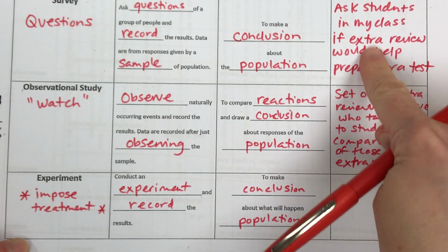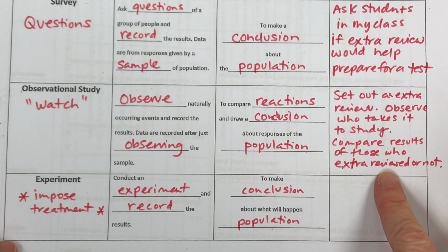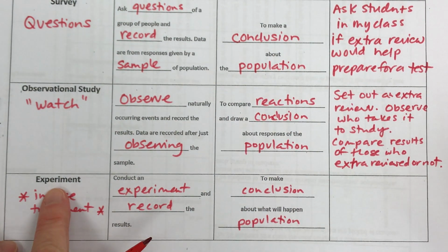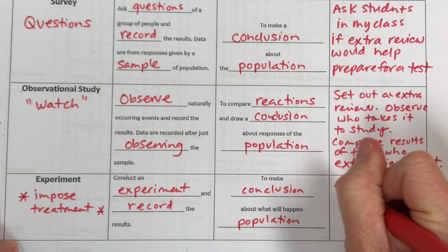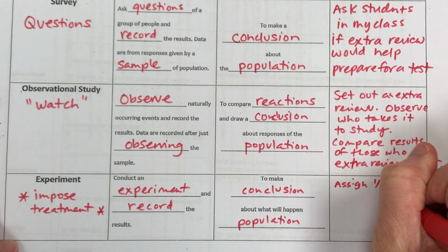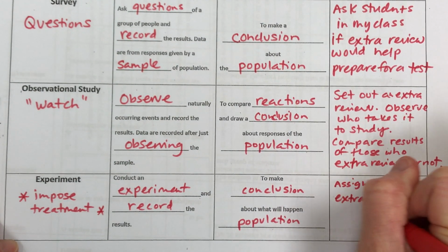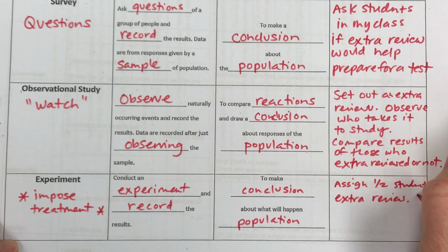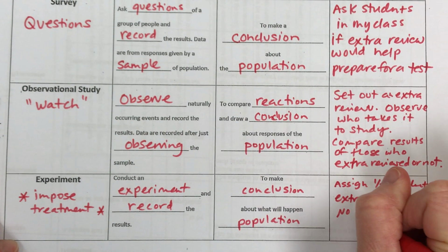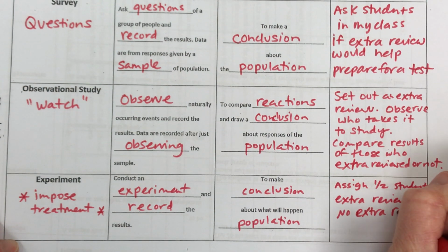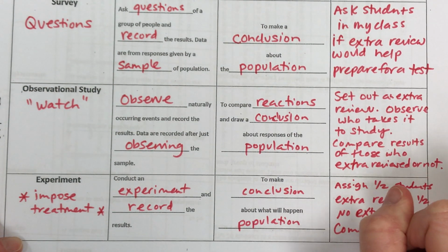So thinking about the same two examples about studying for a test, if I'm going to do an experiment, I would assign half my students an extra review and the other half no extra review. And then I would compare results.